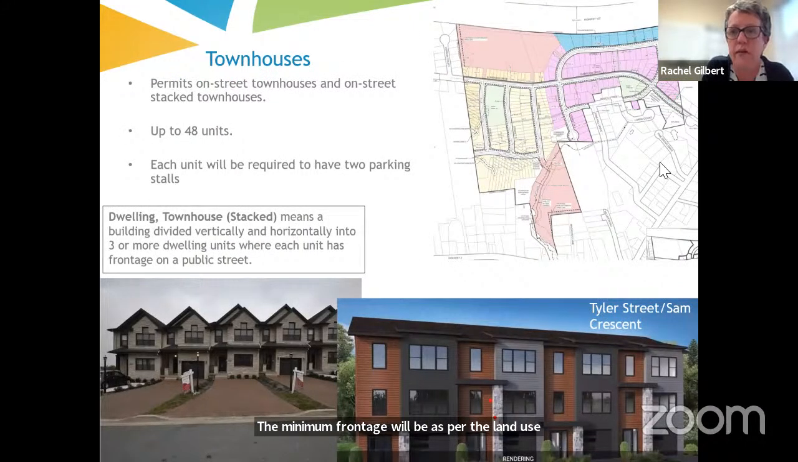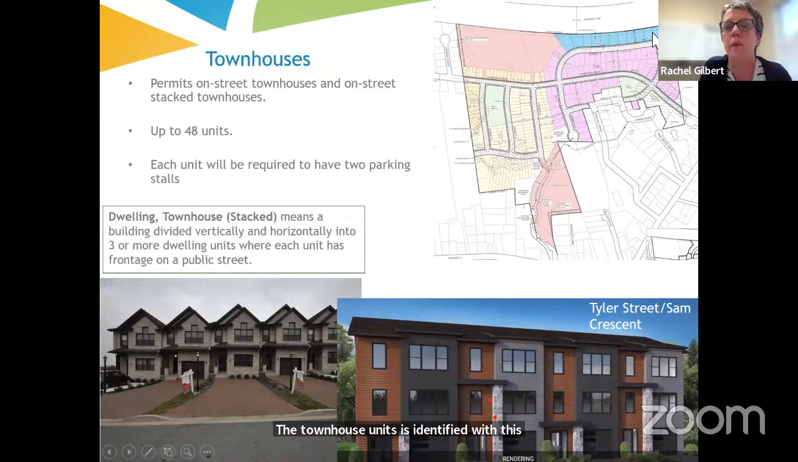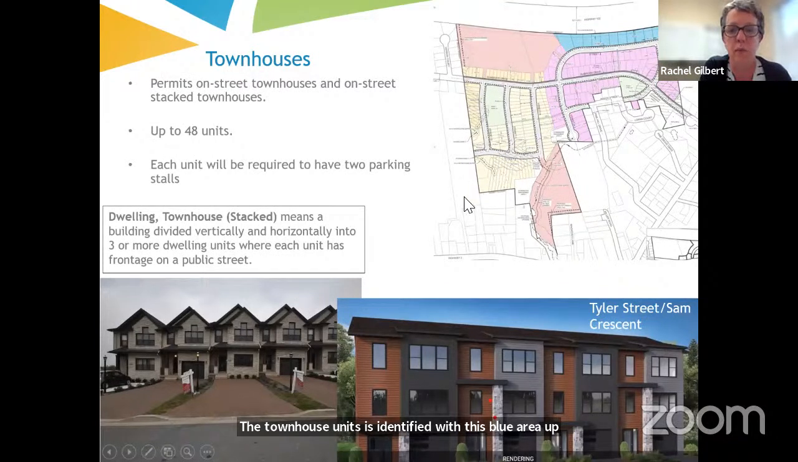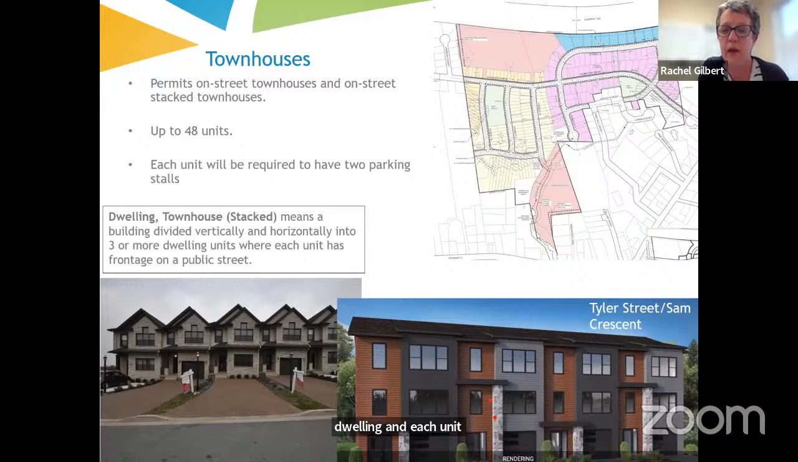The townhouse units are identified with this blue area adjacent to Highway 102. This will permit stacked townhouse dwellings and also on-street townhouse dwellings, and each unit will be required to have 2 parking stalls. This is an image down here that I took from the Tyler Street Sam Crescent development.